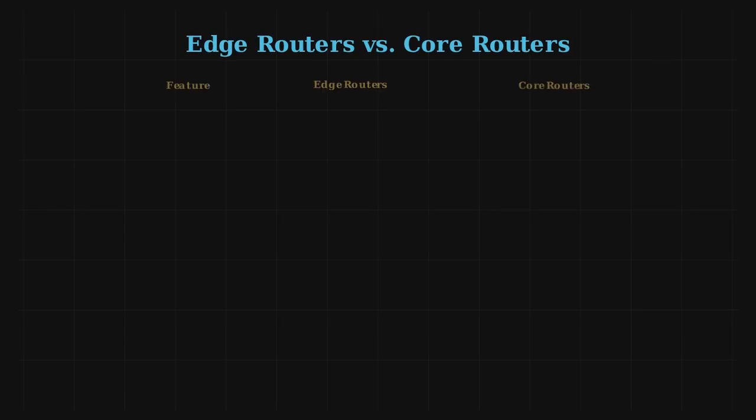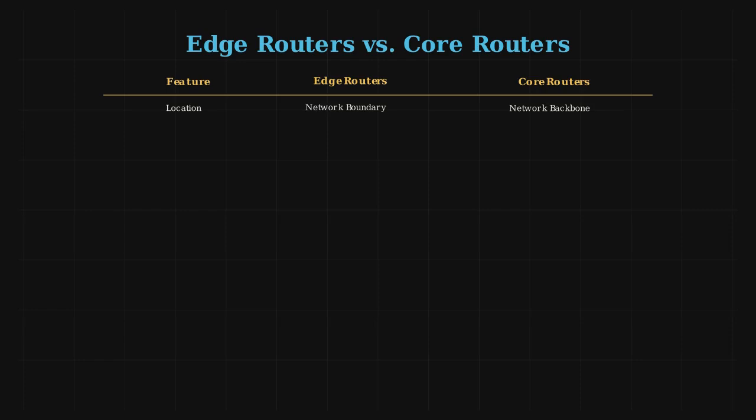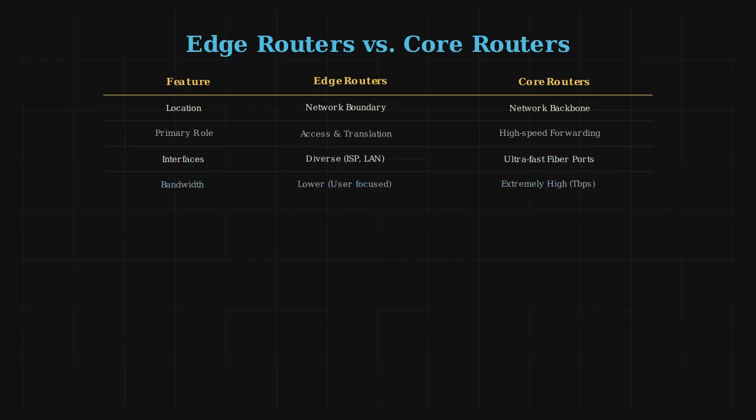Not all routers are created equal. Edge routers stand at the boundary of networks, managing client access, policing bandwidth, and performing address translation. In contrast, core routers reside at the backbone, optimized for ultra-high-speed packet switching and maximum throughput without direct client intervention.